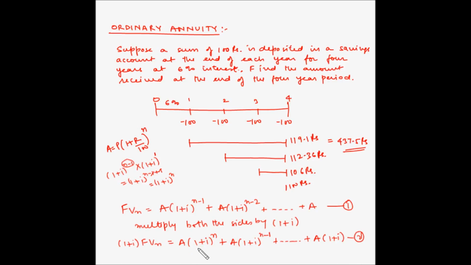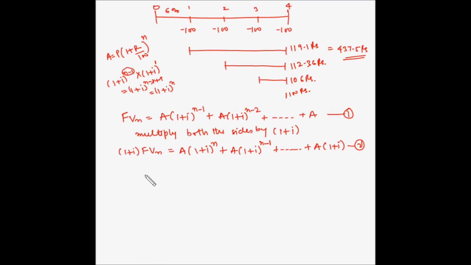Now let's subtract 1 from 2. So basically this will get a negative sign. Each of these terms will get a negative sign here. Now the left hand side will become FVn into (1 plus i) minus FVn. So FVn (1 plus i) minus FVn is equal to, now a into (1 plus i) to the power n will remain as it is, because this term is not in equation 1. So a into (1 plus i) to the power n.